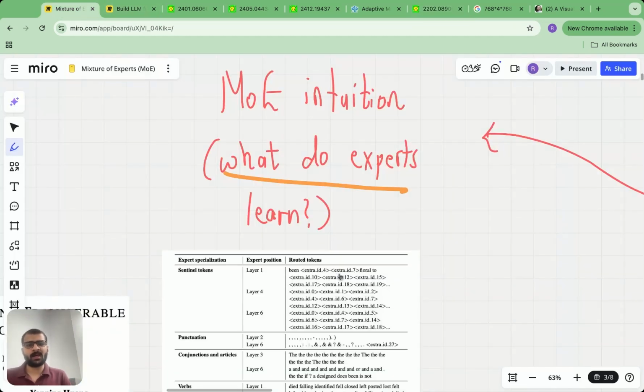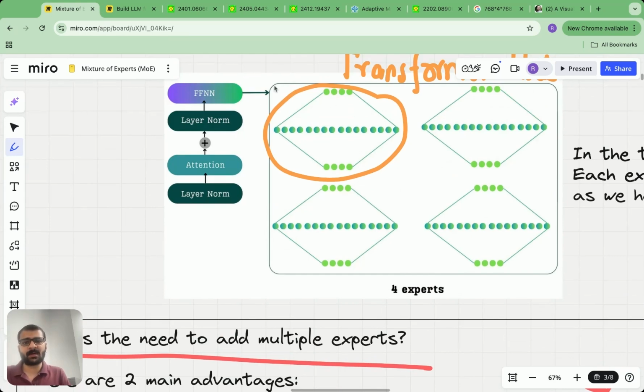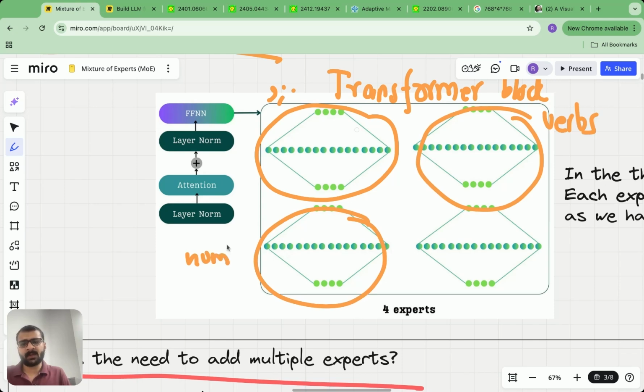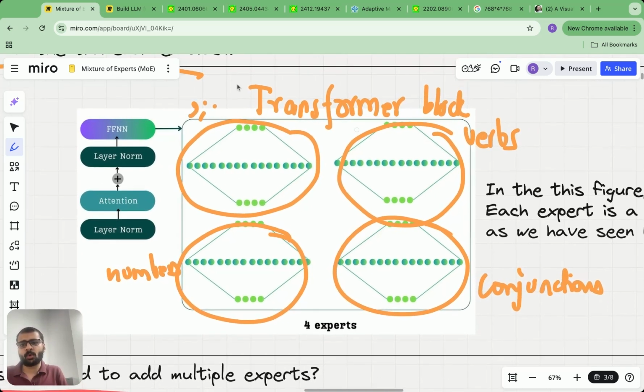which I'm showing on the board here right now, maybe this expert learns to deal with punctuations like comma, then semicolon, full stop, etc. Maybe this expert learns to deal with verbs. Maybe this expert learns to deal with numbers. Maybe this expert learns to deal with conjunctions, etc. So whenever a token comes in, if the token is a punctuation, it will be routed to this expert because it's specialized. Whenever a token is a verb, it's routed to this expert because it's specialized.